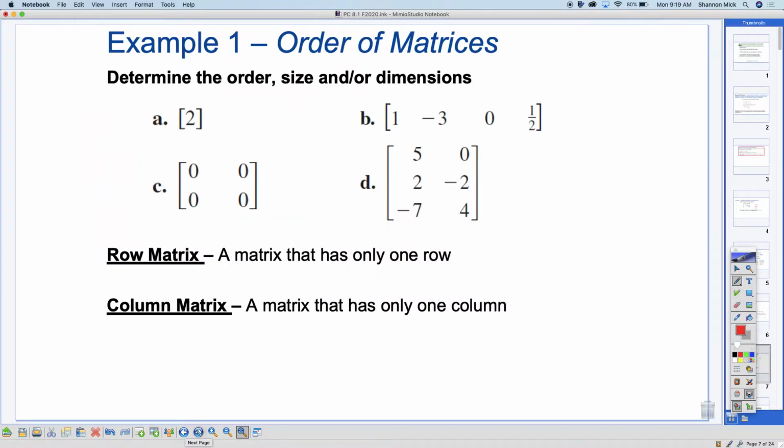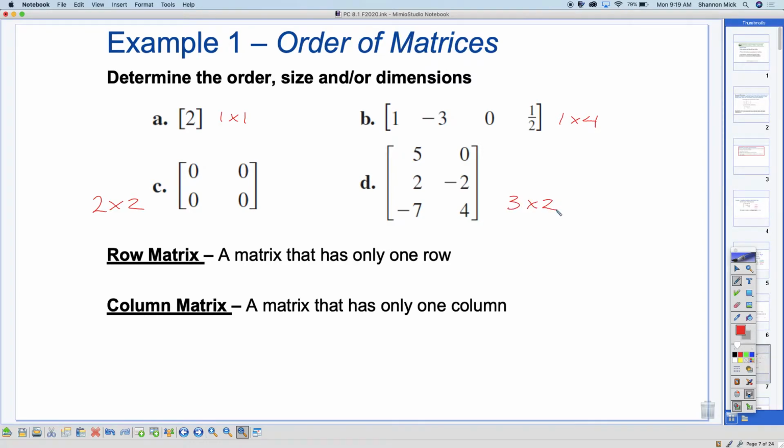Okay, so determine the order, the size, the dimension. Those are the things. So we have A. How many rows, how many columns? 1 and 1, right? So it'd be 1 by 1. Yes, and it is a square. Okay, B. 1 by 4. I got 1 row, 4 columns. C. 2 by 2. And D. 3 by 2. That's what I said.